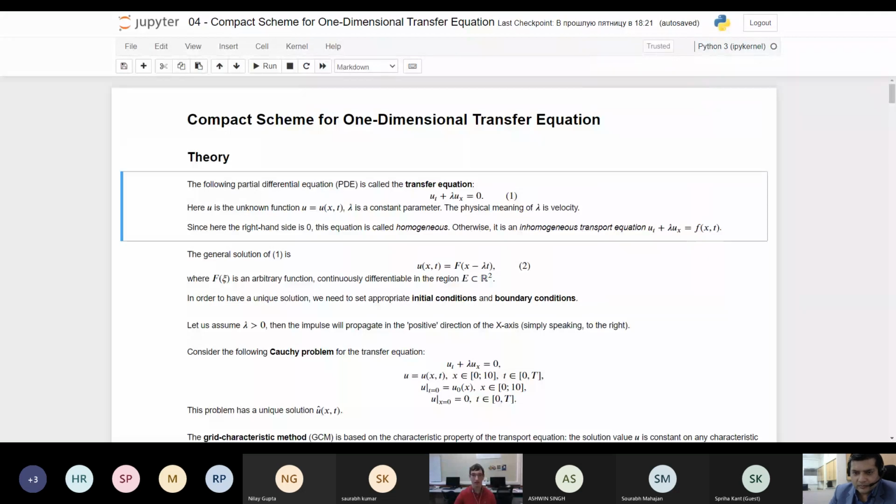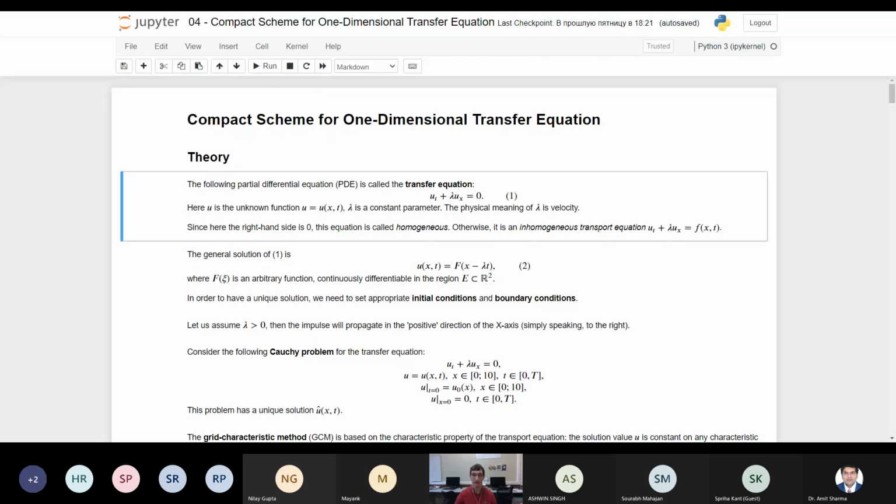Here, u is a function of space x and time t. Since we have only one spatial variable x, this equation is called one-dimensional. And lambda here is a constant parameter, which has the physical meaning of velocity. So basically, this equation models transfer of some substance along the x line, for example, a tube.